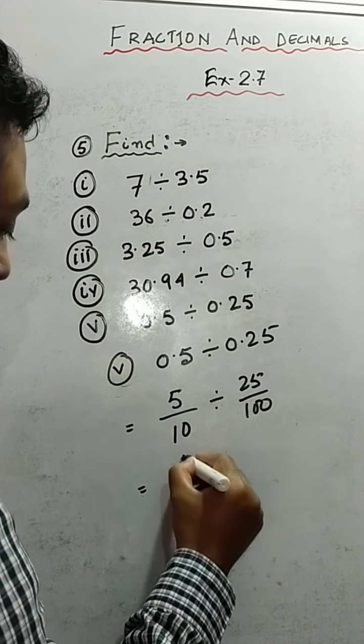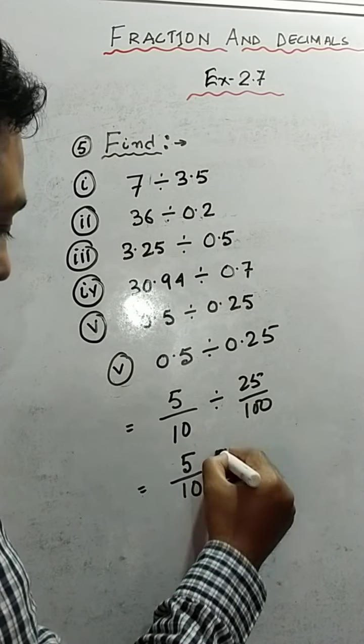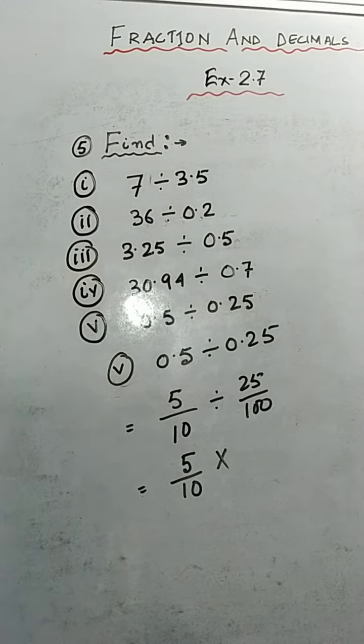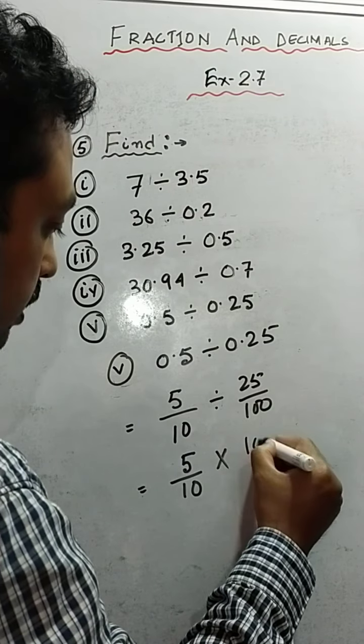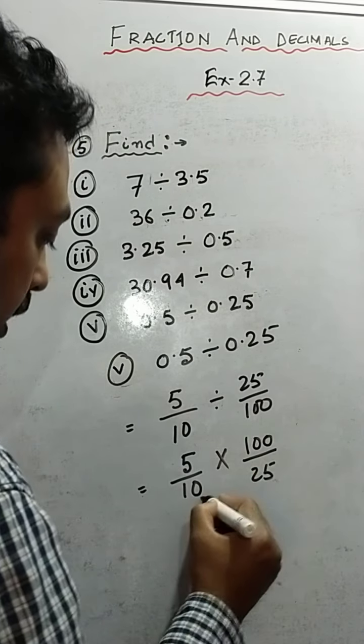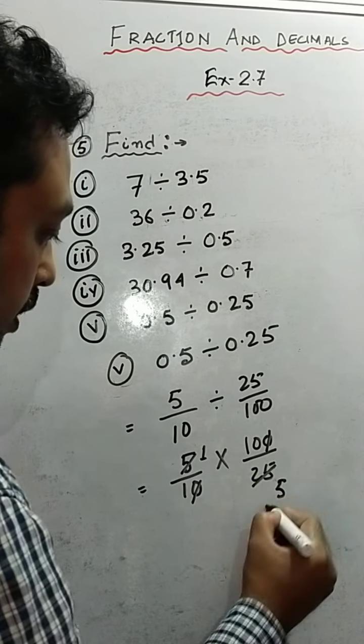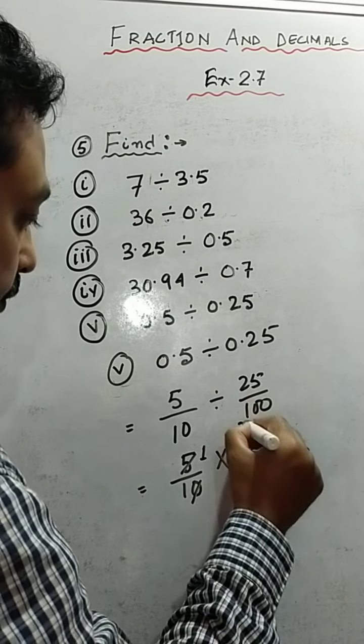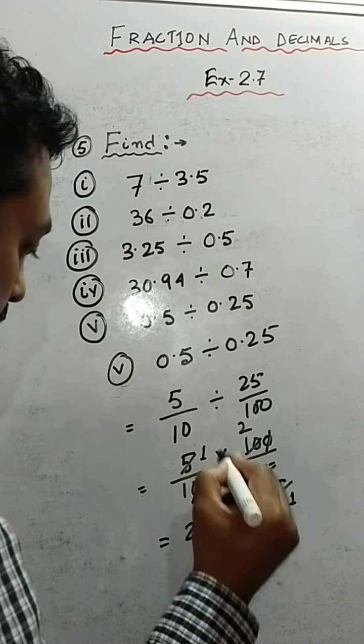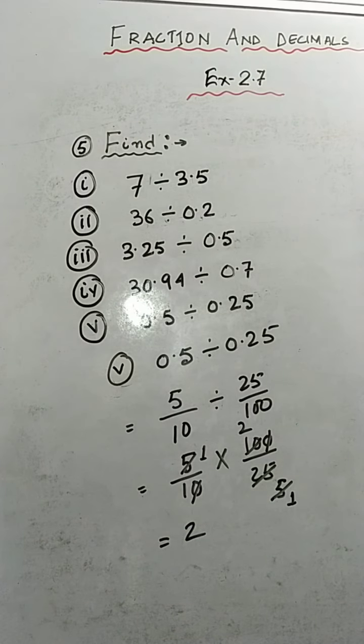Now next step, 5 upon 10, we'll put the multiplication sign in place of the division sign. This fraction will be reciprocal. So reduce these 2 zeros, 5 ones are 5, 5 fives are 25, 5 ones are 5, 5 twos are 10. So your answer is 2. Okay. The rest of the 5 sums, students, that would be your homework. Now let's move on to sum number 6.